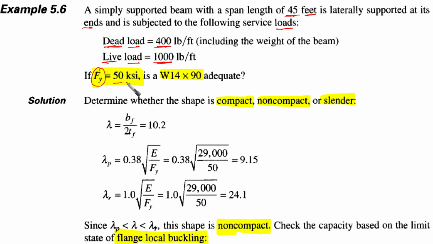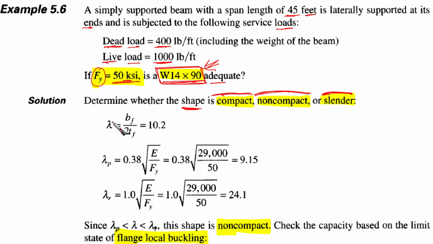F yield is 50 ksi, and the cross section is a wide flange W14x90. We want to check whether this section is adequate or not. First and foremost, the important thing we need to check in the beginning is the type of the shape. Determine the shape type, whether it is compact, non-compact, or slender, right? So how can we obtain this?